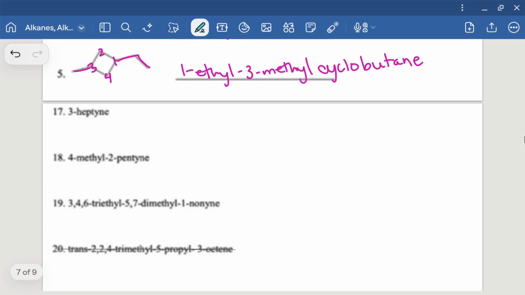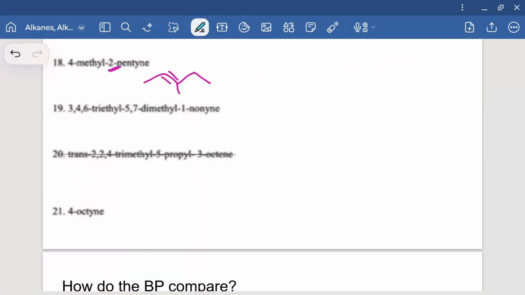Going to do some drawing. 3-heptyne. Again, this is just the format of this worksheet. The 3 means it's between 3 and 4. Hept means 7, so 1, 2, 3, 4, 5, 6, 7, putting it between 3 and 4. We'll put that triple bond because it ends in YNE. Pent is 5, so 1, 2, 3, 4, 5. Between 2 and 3, you have your triple bond.